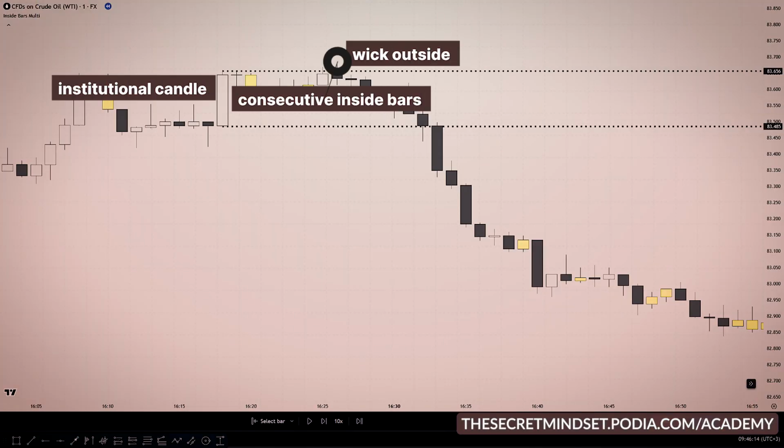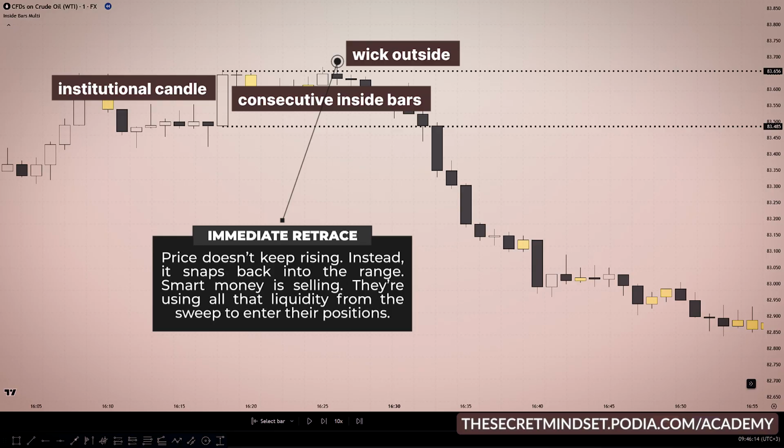The key is waiting to see what happens next. Price doesn't keep rising. Instead, it snaps back into the range. This is the immediate retrace we see on the chart. It's a clear sign that the breakout was false. This retrace is smart money selling. They are using all that liquidity from the sweep to enter their positions. Now they have the fuel they need to push price lower.